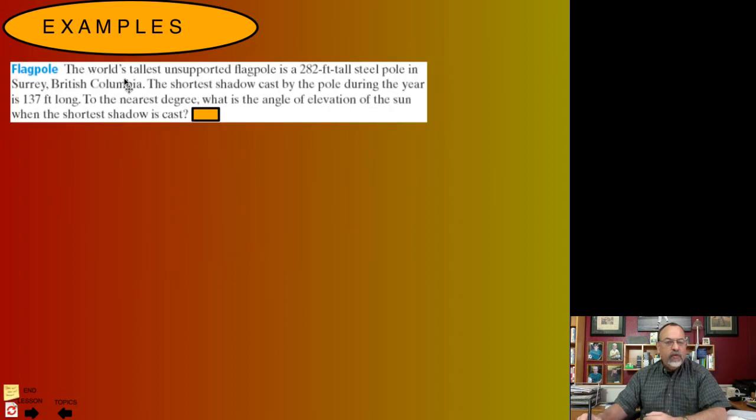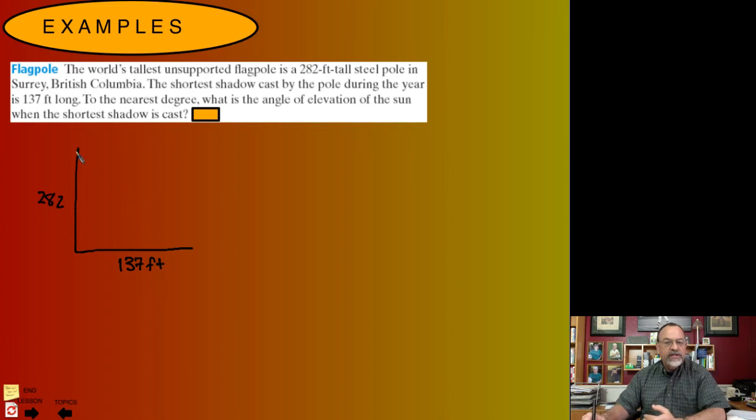In this example, we have the world's tallest unsupported flagpole is 280 feet tall. And again, whenever we're talking about how tall something is, that's the vertical side. So this is 282 feet. Now, the shortest shadow cast by the pole during the year is 137 feet. Now, if you think about the sun shining down, the shadow is cast on the ground, so this would be the shadow of the pole, and that shortest shadow is 137 feet.